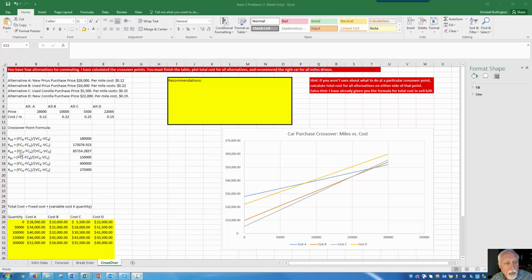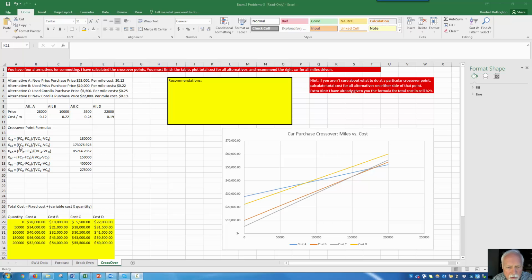Now, I'm always going to start with the lowest fixed cost alternative. If you see on the chart over here, I'm always going to be choosing this first, the low fixed cost alternative. So that's alternative C. And I look at the crossover points that include C. So you have A, C, B, C, and C, D. And I look for the smallest number.